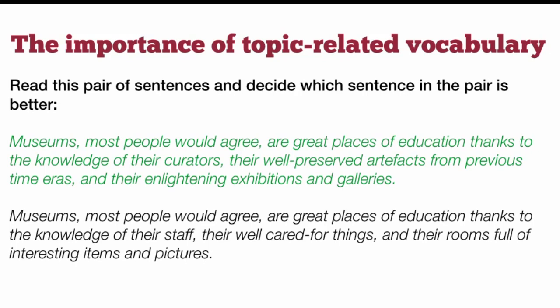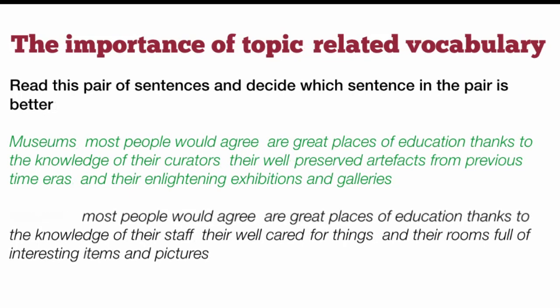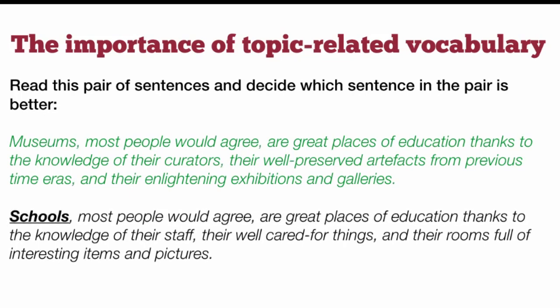Why does the first option make more sense? Why is it more accurate? Why does it meet the band descriptor requirements more directly? Well, just have a look at this. If I change the word museums for schools, the sentence still makes sense. Schools are great places of education, thanks to the knowledge of their staff, their well-cared-for things, and their rooms full of interesting items and pictures. So, because of the vagueness of the language here, you can directly substitute the main topic for a completely different topic and it still makes sense. It should not be this way.